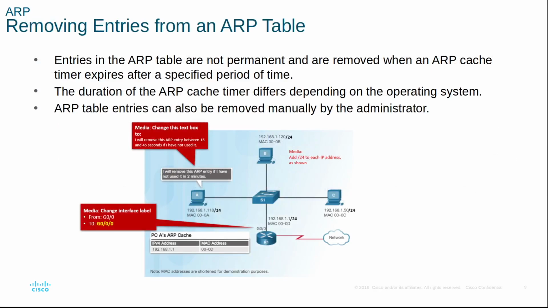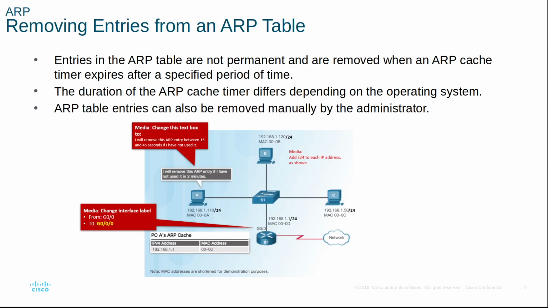Now, of course, these entries can't be permanent, right? Because it would just consume a ton of resources. So entries from the table are removed when the ARP cache timer expires. This cache timer differs depending on the operating system. You can also flush these manually or clear them. We refer to that as flushing the ARP table usually.